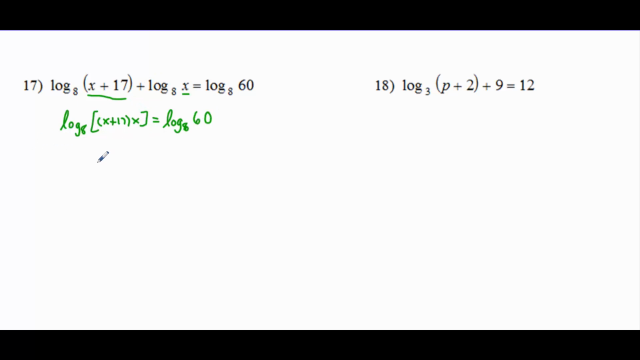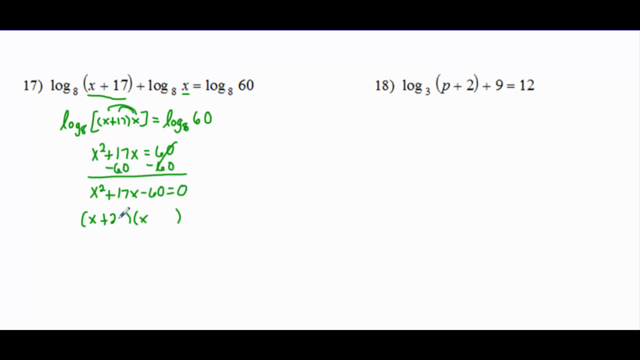Since there's a logarithm on both sides now, we can drop it. We can also distribute this x so that I have x squared plus 17x equals 60. I'm going to subtract the 60 over to the left and have x squared plus 17x minus 60 equals 0. And then factor. What multiplies to get negative 60? Since it's negative 60, we're going to look for something that subtracts to get 17, which will be 20 and 3. So we need a plus 20 and a minus 3. So that means that x equals negative 20 and positive 3.